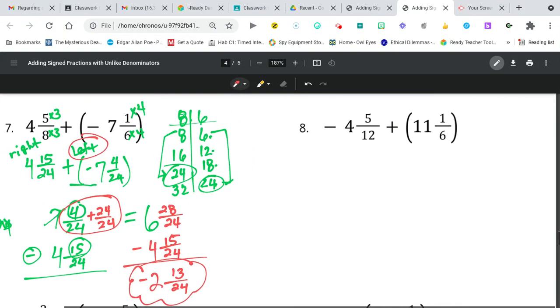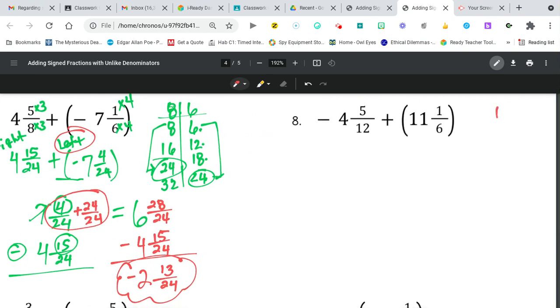Okay, let's look at number 8. We got 12 and 6. 12, 24, 36. Well, here I could just go 6, 12. The common denominator is 12. Well, this is already over 12, so I'm going to keep it just like it is. Don't change it if you don't need to, okay?